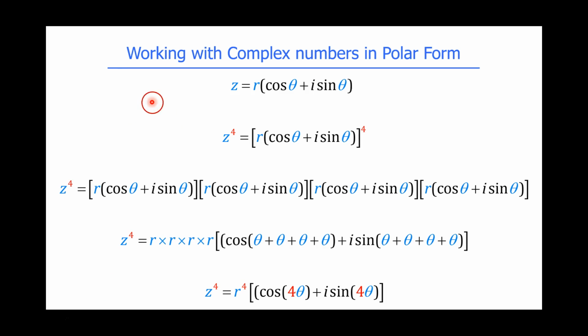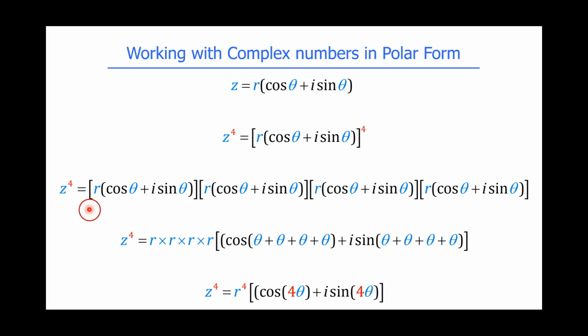Okay, so the last thing then is called De Moivre's theorem. De Moivre's theorem allows you to put a complex number to any power. So if we look here, there's our complex number Z, and here we are putting it to the power of 4. Now how would we calculate that?